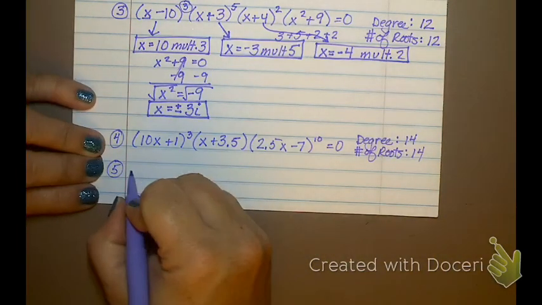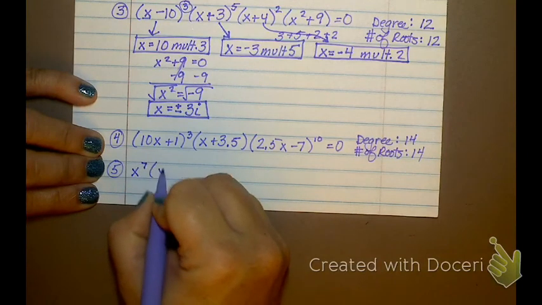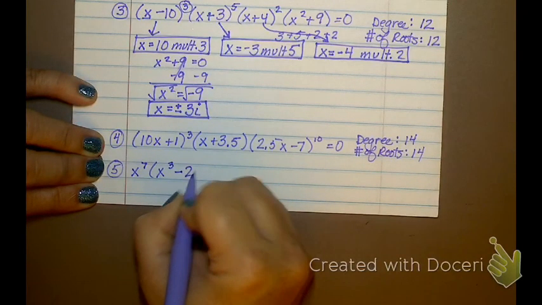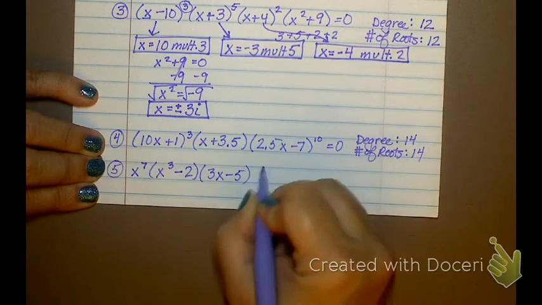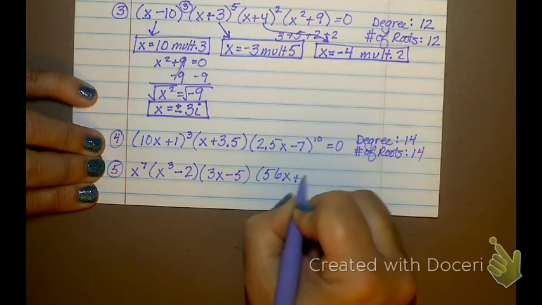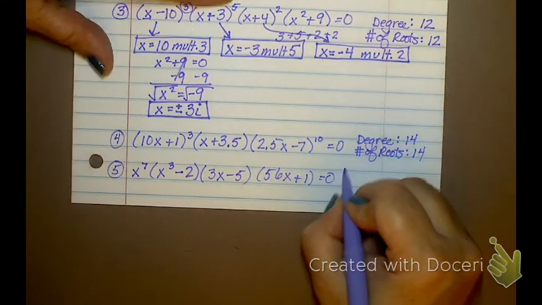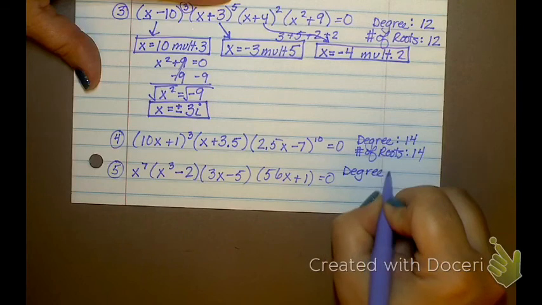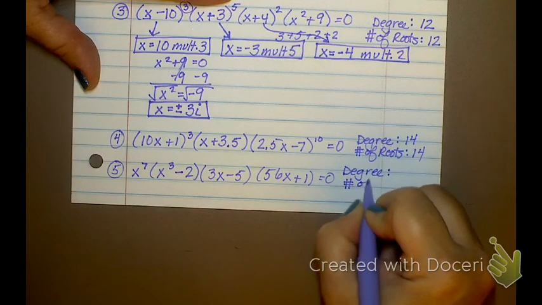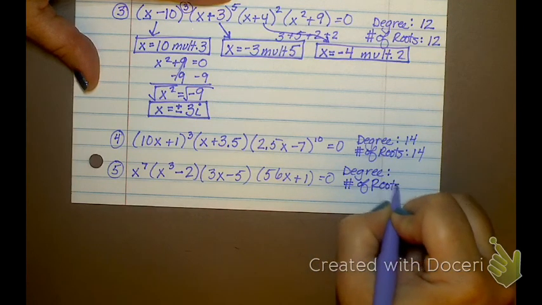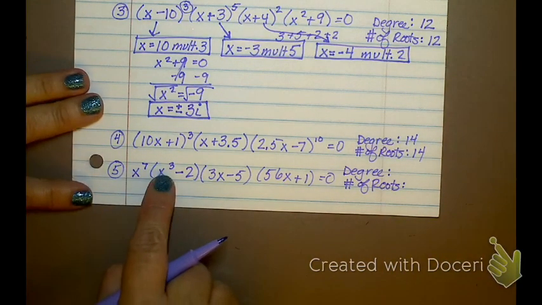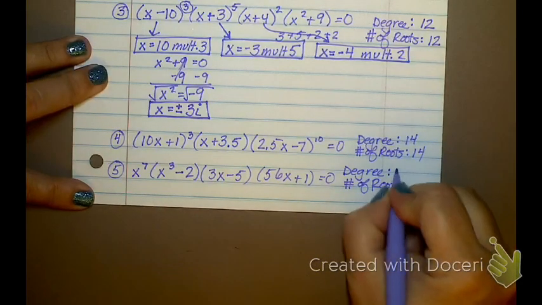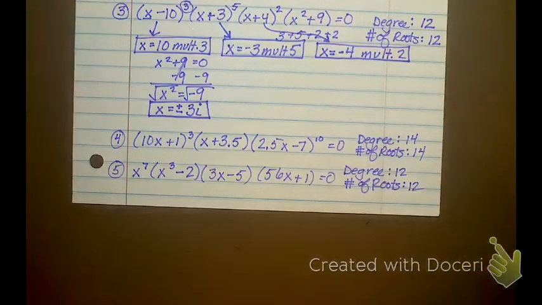All right, last one, same question. X to the third minus 2, 3x minus 5, 56x plus 1 equals 0. What is my degree? And therefore my number of roots. What have we got? 7, 8, 9, 10, 11, 12. Therefore you would find 12 answers. Okay, get the idea?